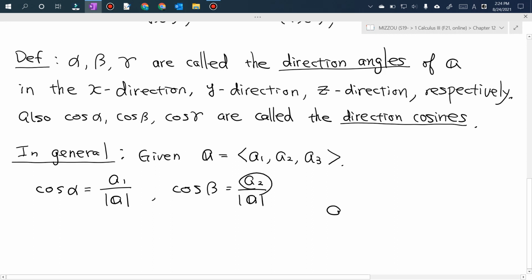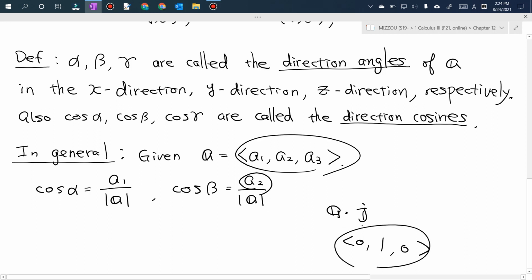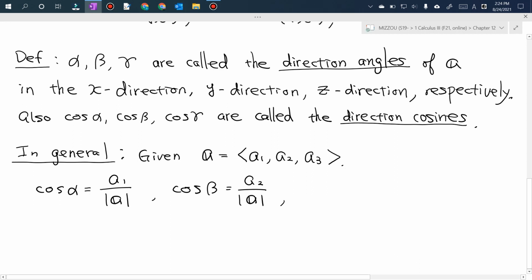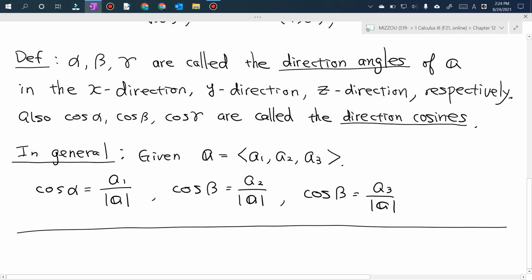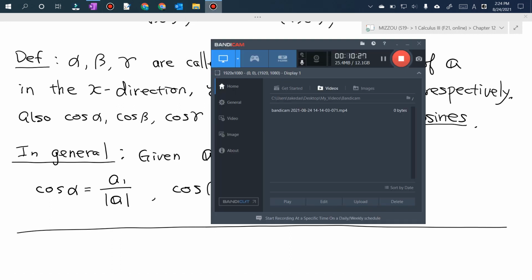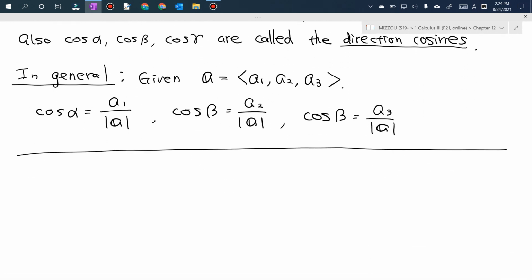To get this one, you compute with j, and j is 0, 1, 0. If you take the dot product of this with this, what you get is to pick up the middle component, so to speak. And then finally, cosine gamma is A3 divided by the magnitude of A. Okay, so that's about direction angles and direction cosines. That's the first thing for this video. And now the other thing I have to cover in this video is the concept of projection.